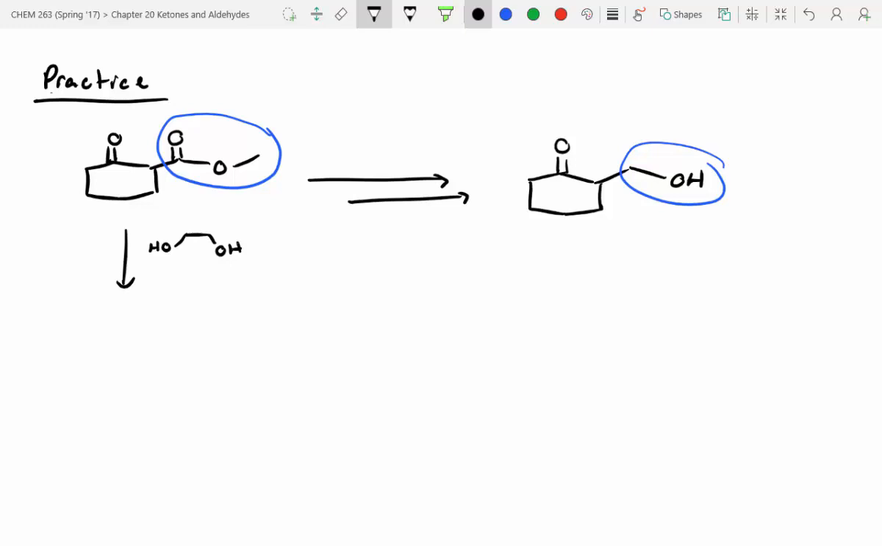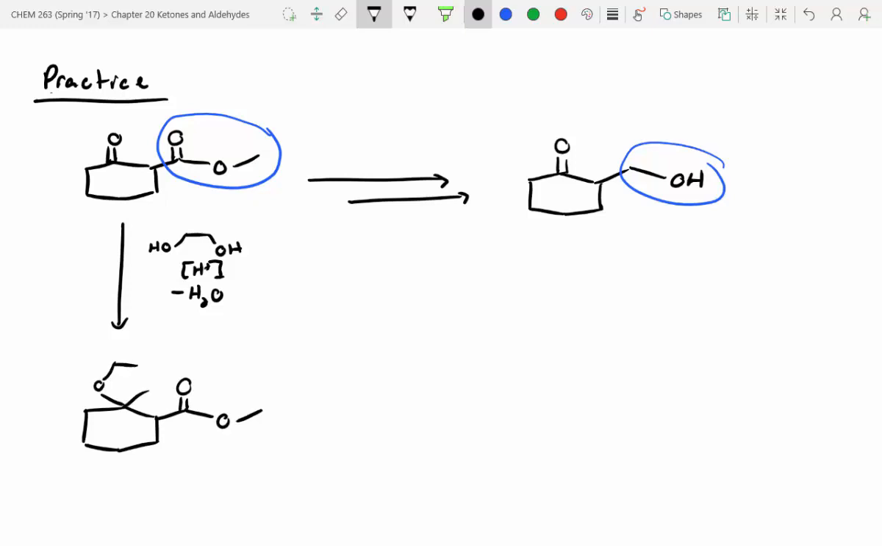You can react this with ethylene glycol, catalytic acid, and we said to favor formation of the product, we can remove water. So I oftentimes just write minus H2O to indicate we're distilling water off in this process. Now that we've done that, we're primed and ready to go. We've got our acetal installed, our cyclic acetal. We said lithium aluminum hydride can be used as our reducing agent, followed by H2O wash to protonate it.